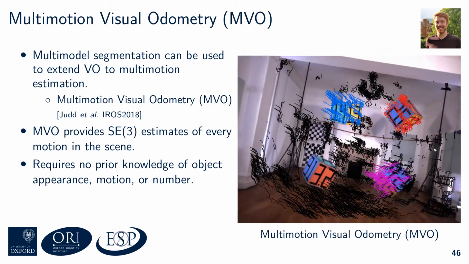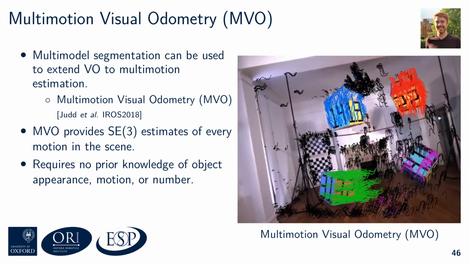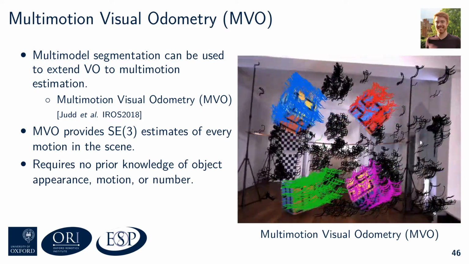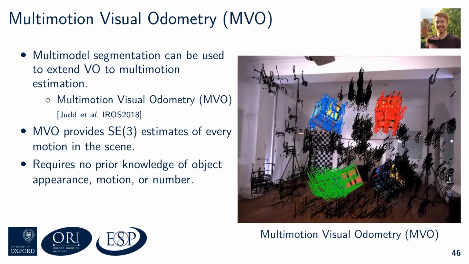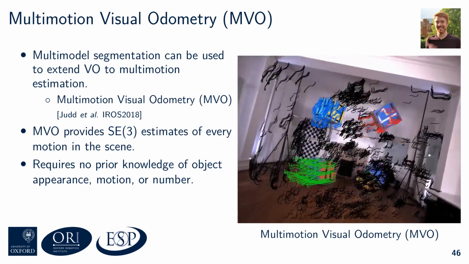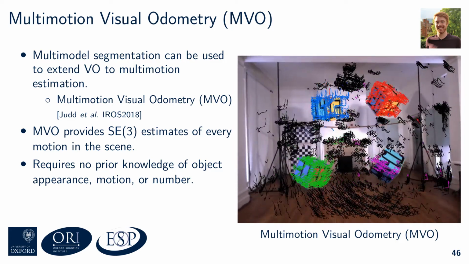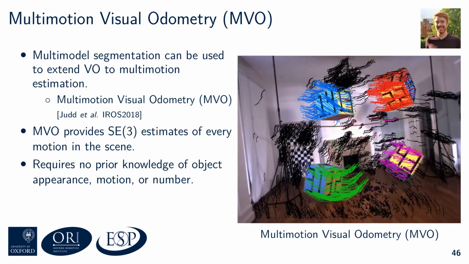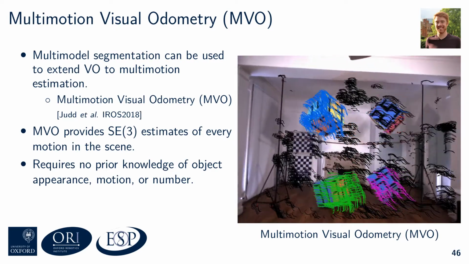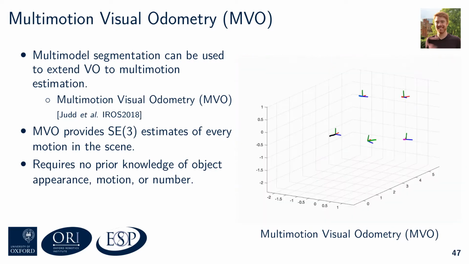It was part of the PhD thesis of Dr. Kevin Judd and originally appeared in IROS in 2018. Without having any prior knowledge on what objects look like, how many there are, or how they're moving, MVO is able to simultaneously segment complex multi-motion scenes, and it's also able to estimate the full SE3 trajectory of all of these individual motions, all from a single camera system.